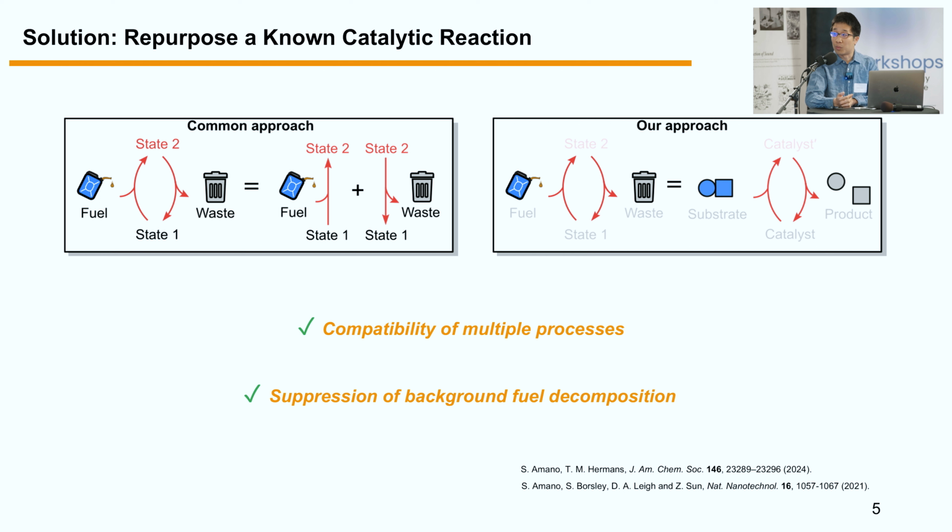The advantage of this approach is that we don't need to worry about the compatibility of multiple processes because all of the processes in a catalytic cycle are already known to act under the same environment. And also, we can suppress the background decomposition because the substrate to product conversion without the catalyst is usually much slower than this conversion through the catalytic cycle.